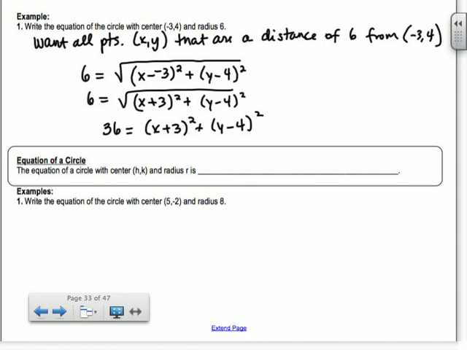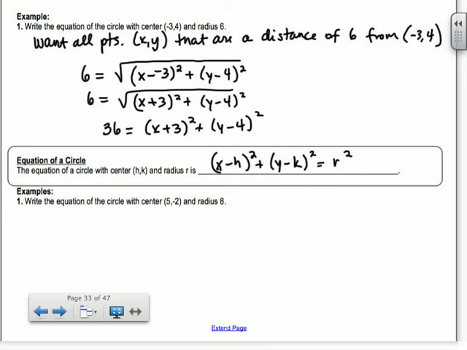Or you can just memorize what the equation of a circle would be. So we talked about equations of lines, it's always y equals mx plus b, right? Equations of circles always look like this: x minus h squared plus y minus k squared equals r squared. And it's because of that method that we just did. See how we squared our radius and got 36? Our h, k was our center, negative 3, 4. The signs changed. It's minus h, minus k now. So we had plus 3 and minus 4.